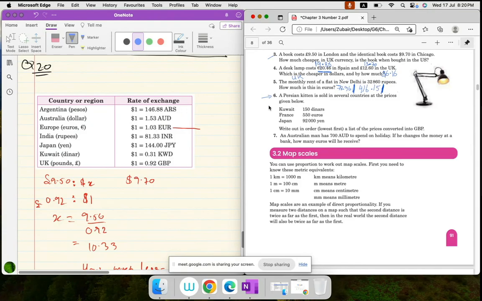Question number six. A Persian kitten is sold in several countries at the prices given below. In Kuwait, 150 dinars, France.